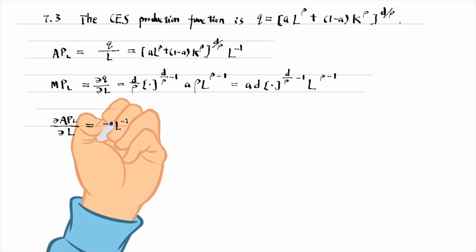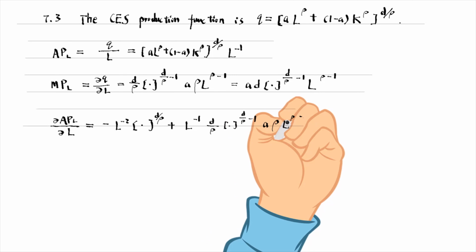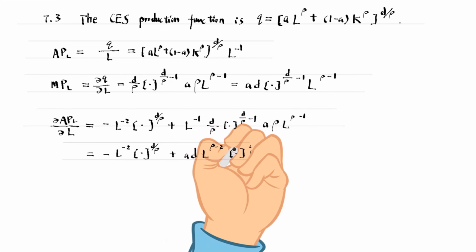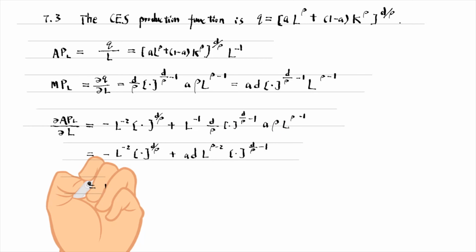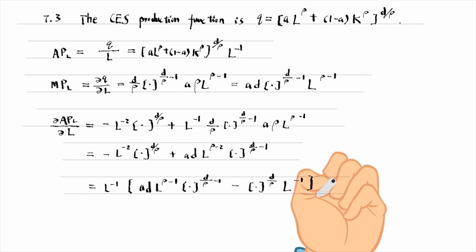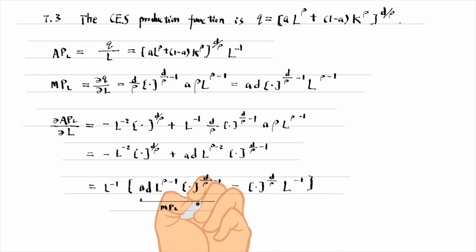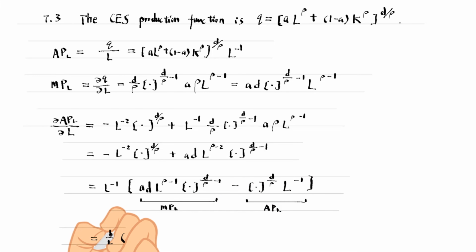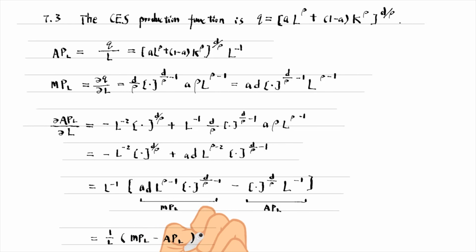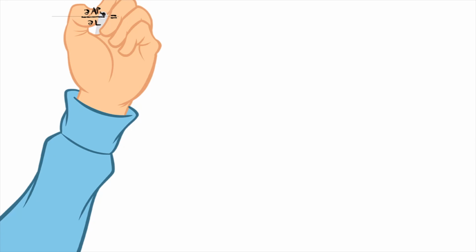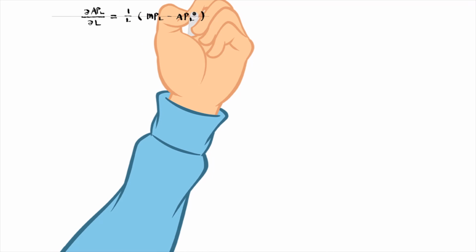Then we take the derivative of the average product of labor with respect to labor. We find that it equals the difference between the marginal product of labor and the average product of labor, divided by labor. The sign of it depends on the sign of that difference.